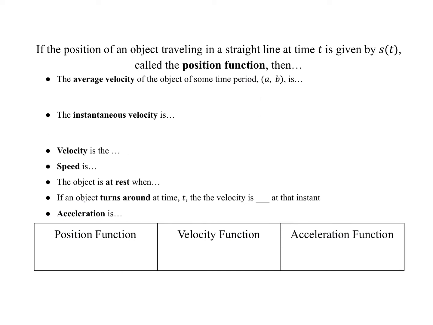So the first part of our lesson is really going to focus on the relationship between position, velocity, and acceleration. So let's say that if the position of an object traveling in a straight line at time t is given by s of t, we would call this the position function. Then we could find the average velocity, which is really just the average rate of change of the object over some time period, let's say a to b, by doing s of b minus s of a all over b minus a. Right, really this is just the slope of our secant line.